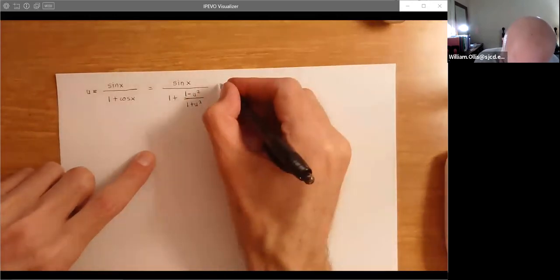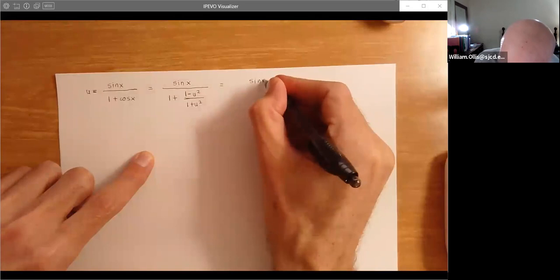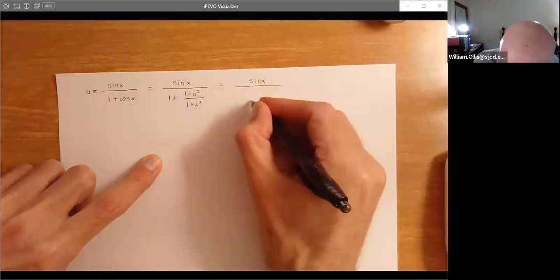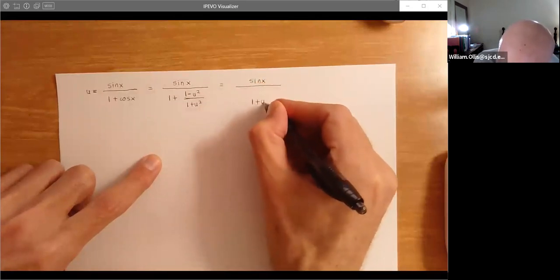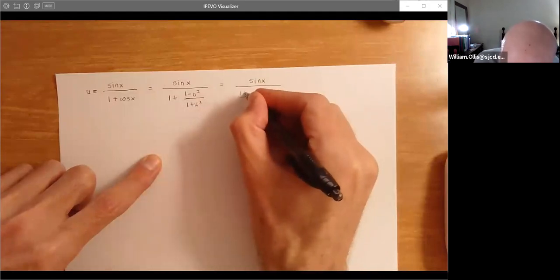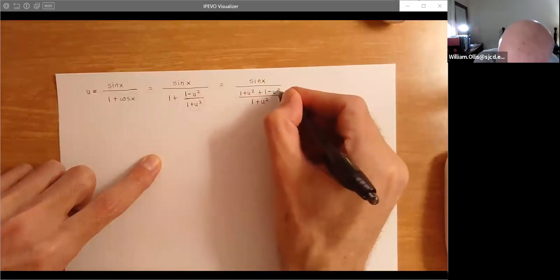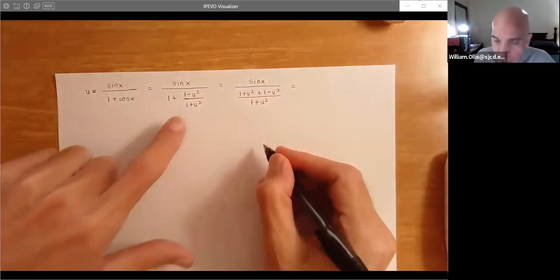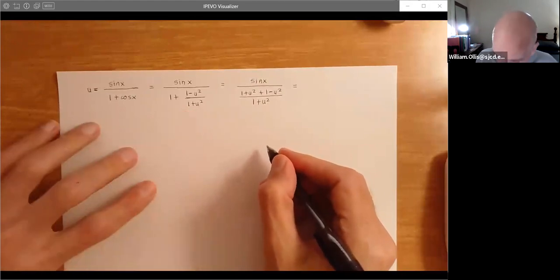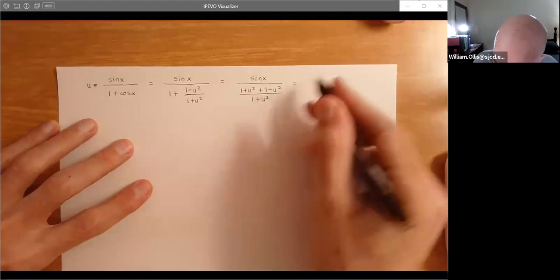And so now we can get a common denominator. So we have sine x, and we have 1 plus u squared. So this will give us a 1 plus u squared plus a 1 minus u squared, just with the common denominator in the denominator. And so now, of course, the u squareds cancel, and 1 plus 1 is 2.